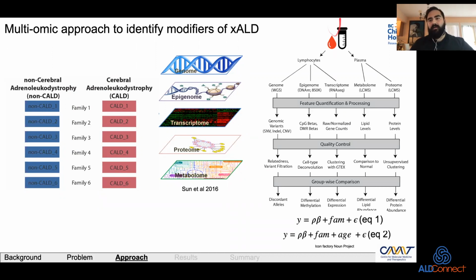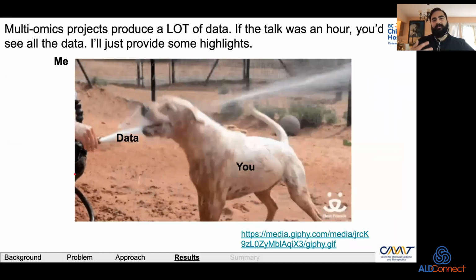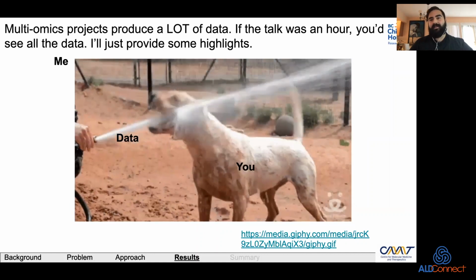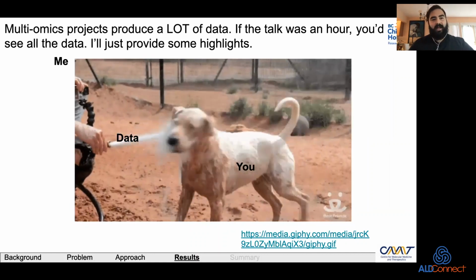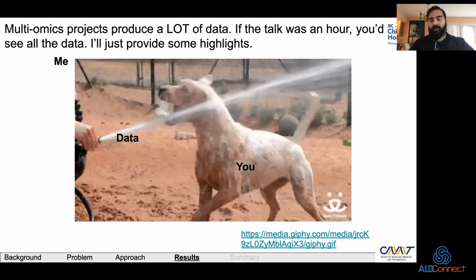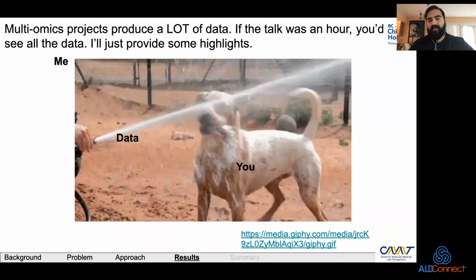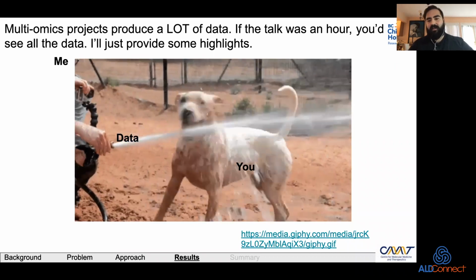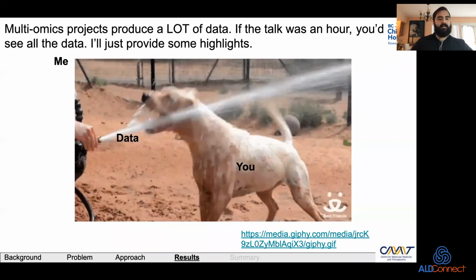From the blood, we isolated either lymphocytes or plasma, ran all of these different assays, processed the data, and performed group-wise comparisons where we compare all of the CALD patients against all of the non-CALD patients. Now, multi-omics projects produce a lot of data, and if the talk was a full hour, you would see all of that data. Unfortunately, I will just be able to provide you some highlights, and hopefully we can have some time for discussion at the end if anyone wants to see some of these slides.